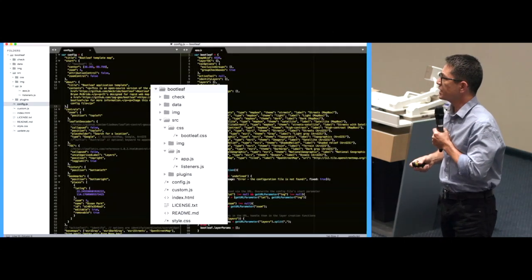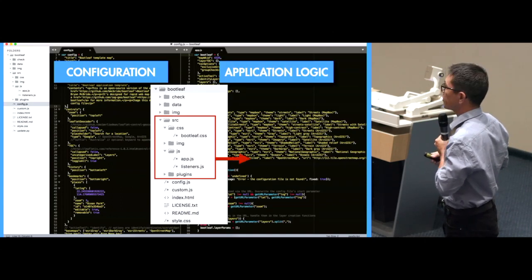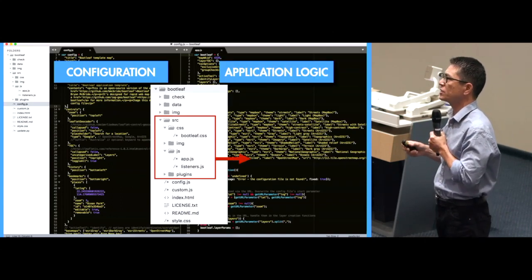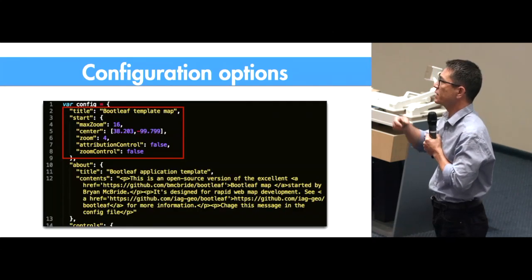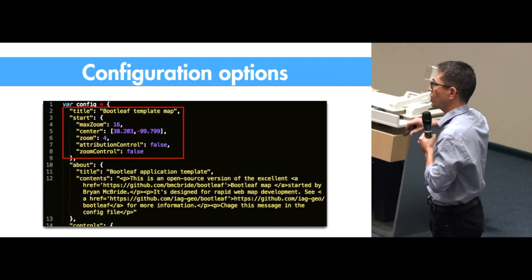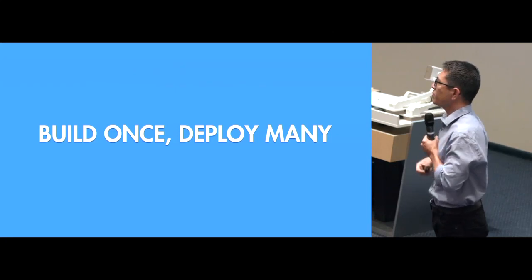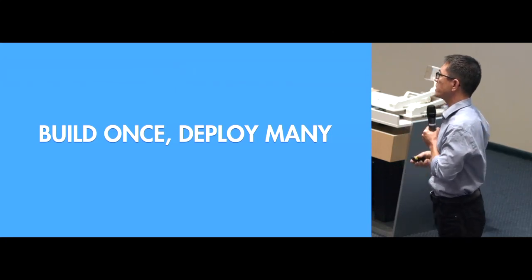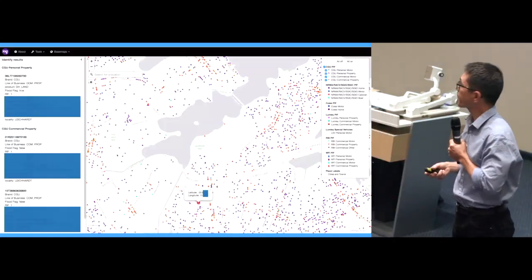So the very first thing that we did was to take the configuration and the application and break them apart, break them into two separate things. So an example of the configuration is we can say, what is the opening extent? What is the name of the map? And then further down in the config file, the layer definitions. By doing that, it meant we could build that application once and then deploy it many, many times nice and quickly. Here are a couple of examples of where we did that.